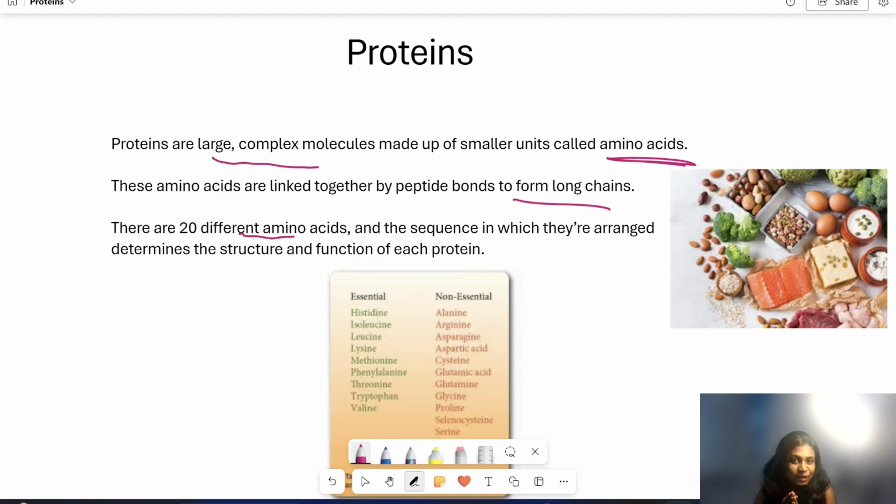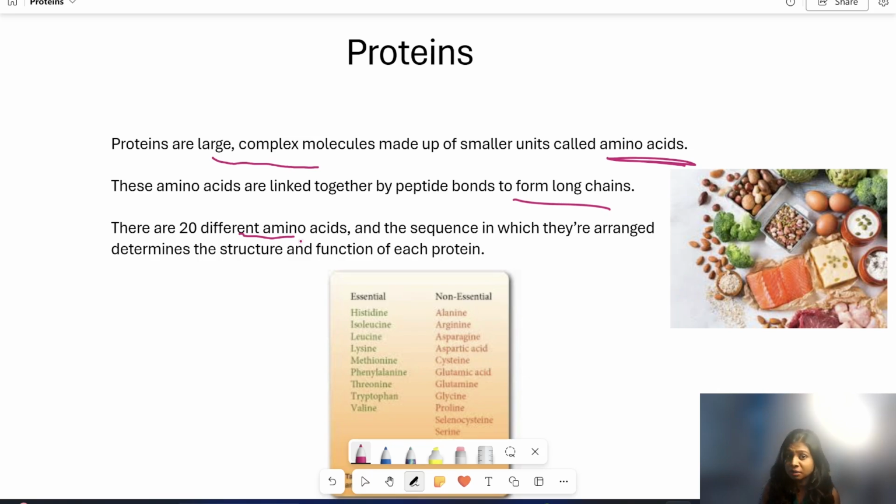Hi everyone, in this video I'll be talking about proteins: what proteins are, the types of proteins, their structures, and the functions of each and every protein. So first we will see what proteins are.